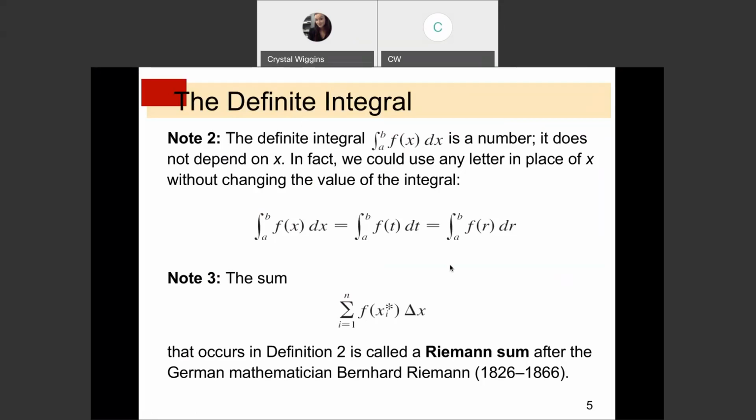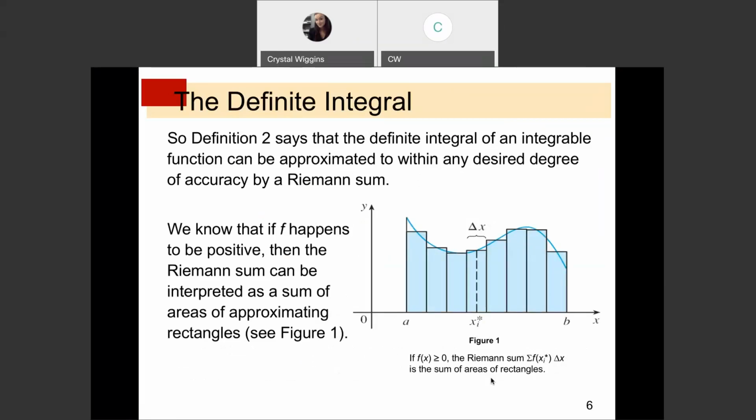This integration that is by definition equal to this sum when we take the limit is called the Riemann sum, which I mentioned in our last lecture on 5.1. Actually pronouncing that one correctly.